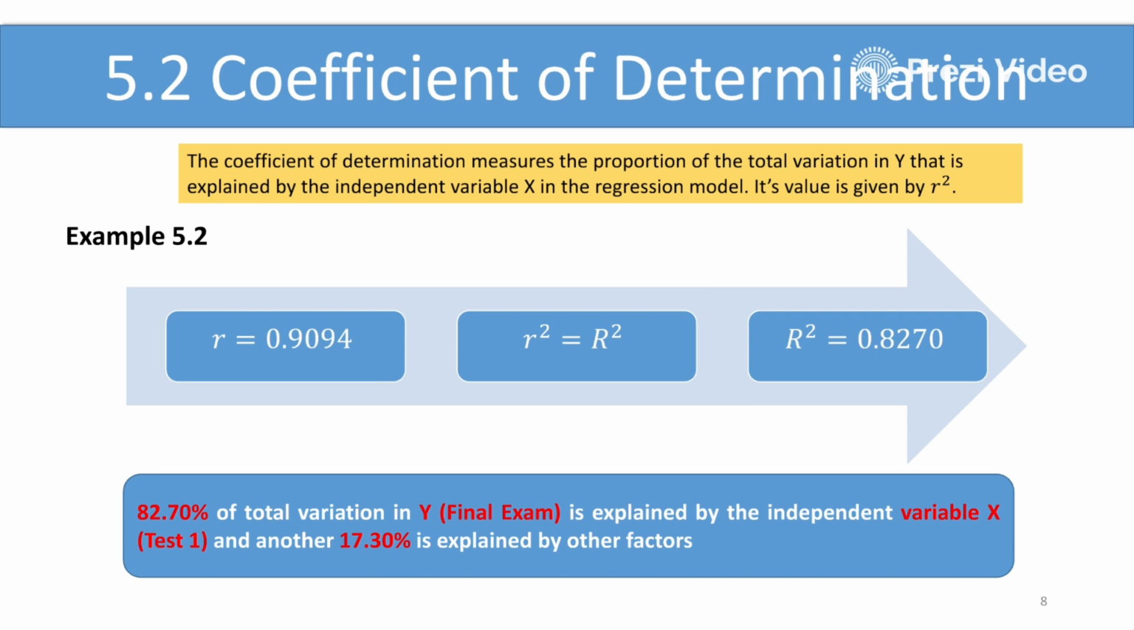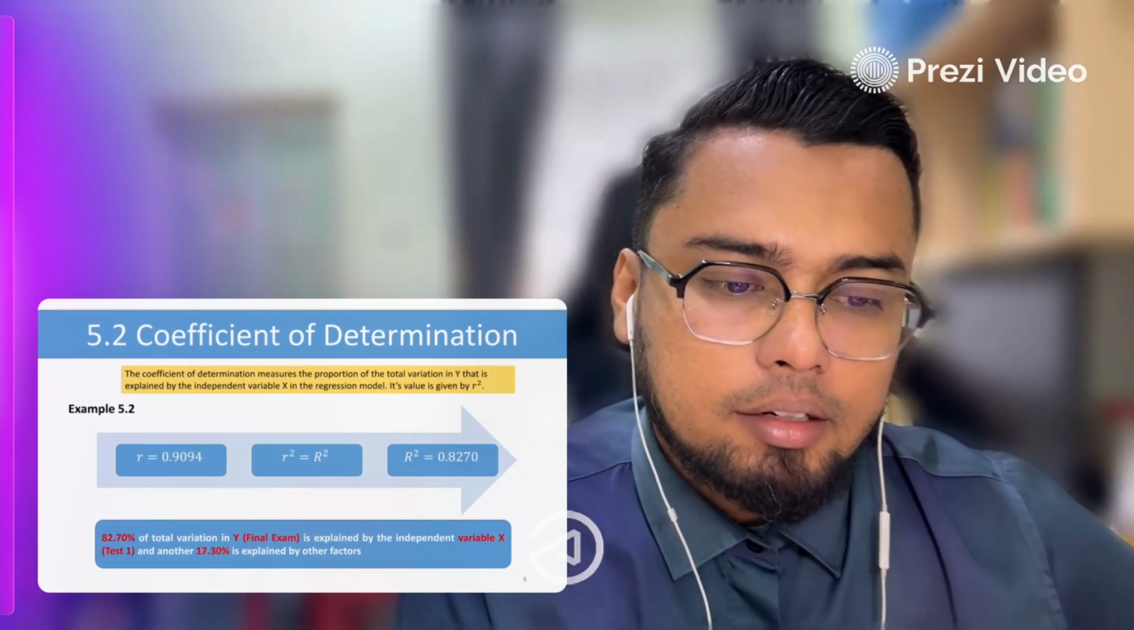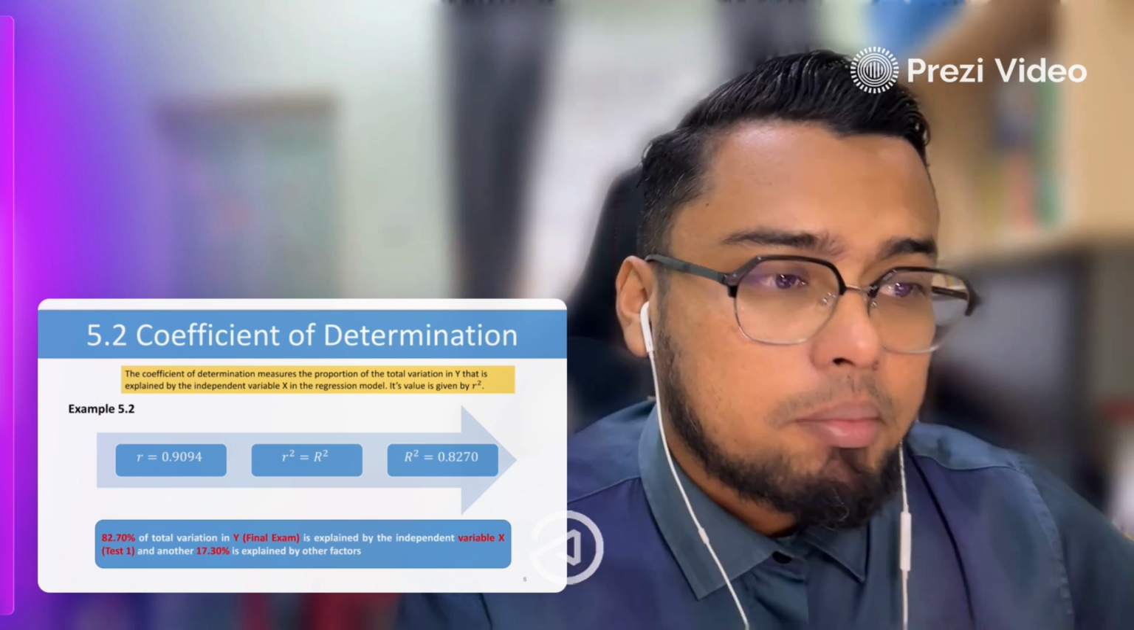Okay, so kita akan beritahu kat sini based on R square value 0.8270, kita just darab dengan 100 lah. So kita dapat percentage 82.7% of total variation in final exam is explained by independent variable X which is test 1, and another 17.30%. Okay, 17.30% here is the remaining after you take 100% minus 82.7%, then that remaining is explained by other factors.